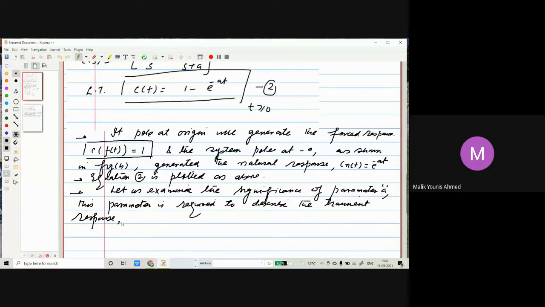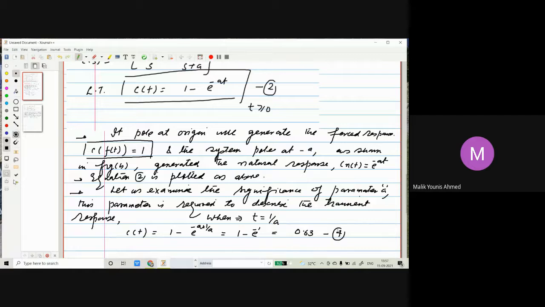So now let us say we will put t equal to 1 by a. From equation 2, what we are going to get, C of t will be equal to 1 minus e raised power minus a into t, which is 1 by a. So this will be 1 minus e raised power minus 1. If you calculate that, that will be equal to 0.63. Let's call it equation number 4.